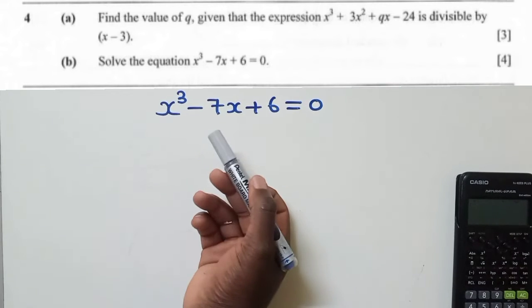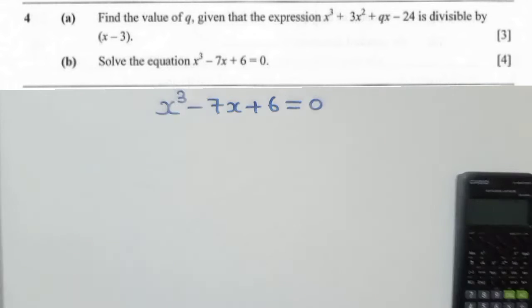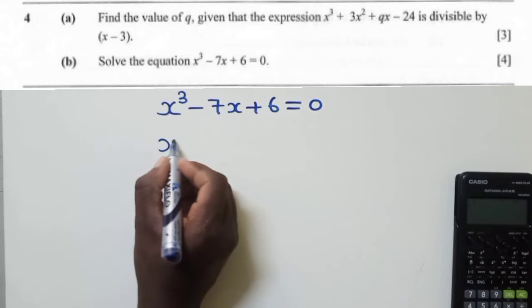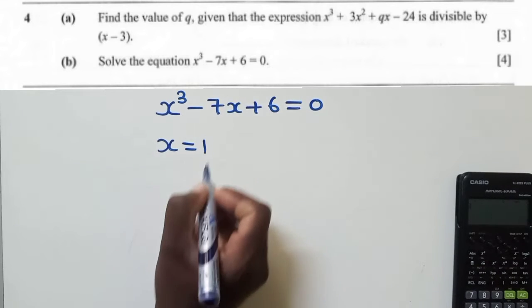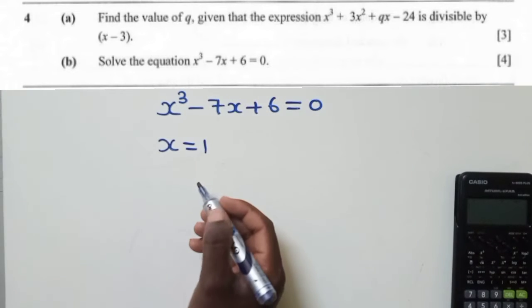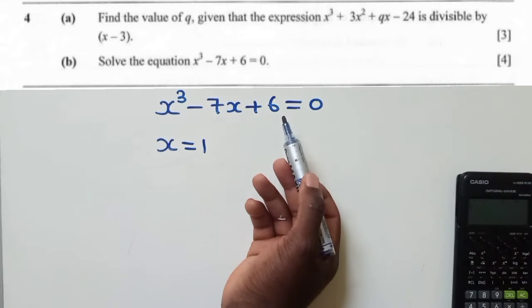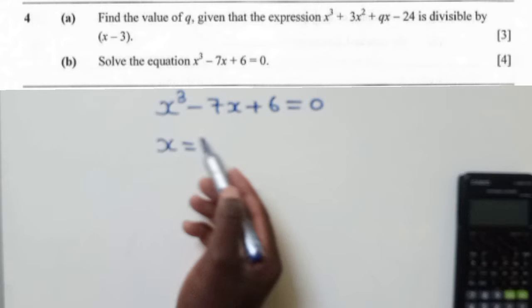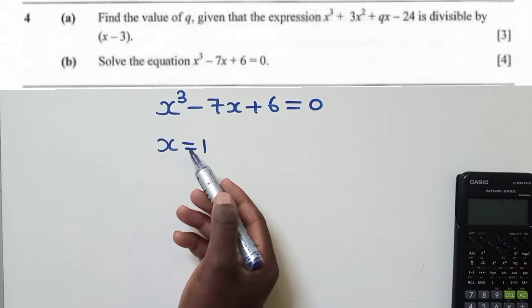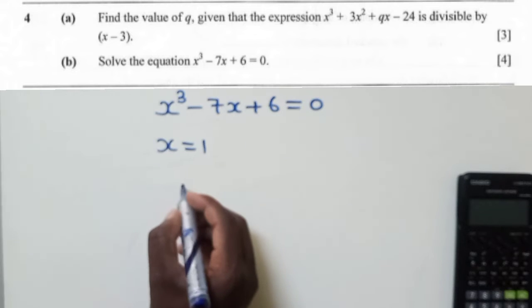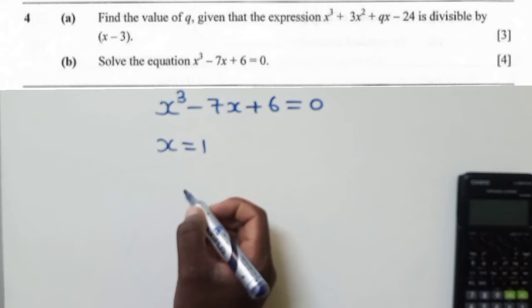To solve this, we start by testing. You pick any number. In this case, I'll pick x is equal to 1. You plug it in here, and it will give you a 0. So this satisfies. One of the solutions is x is equal to 1. Next, to find the next two solutions, we do what we call synthetic division.